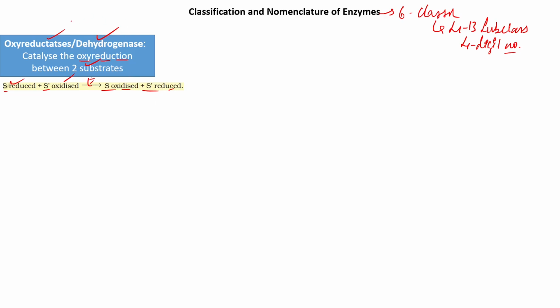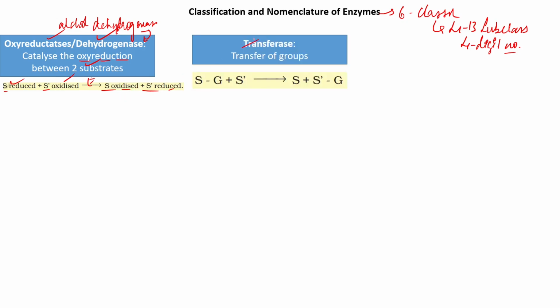For example, we have alcohol dehydrogenase, which is an example of a dehydrogenase. Similarly, there are many oxidoreductase enzymes. The next one is the transferase. As the name indicates, it is mainly involved in transferring groups. For example, the substrate has this group, and it should be transferred to this S prime. That is what this enzyme does.